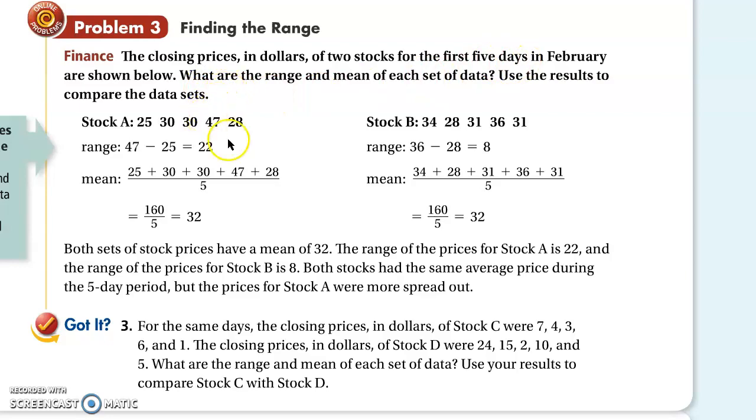What is the range? The range is just a subtraction between the biggest value minus the smallest value. So the biggest number here is 47. The smallest number is 22. So the range of these values would be 22. We're just subtracting the biggest minus the smallest. The biggest number here looks like it's 36, and the smallest number here is 28. So the range would be 8. They would vary by $8.